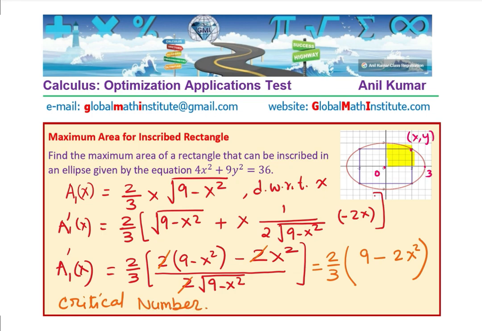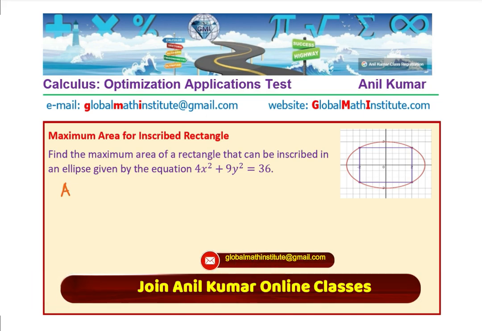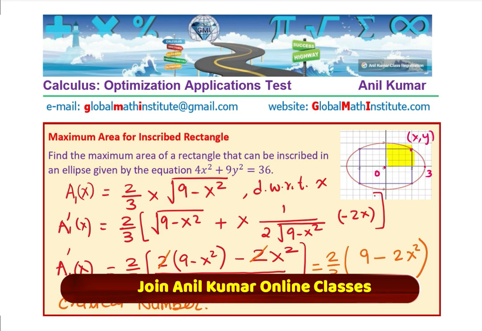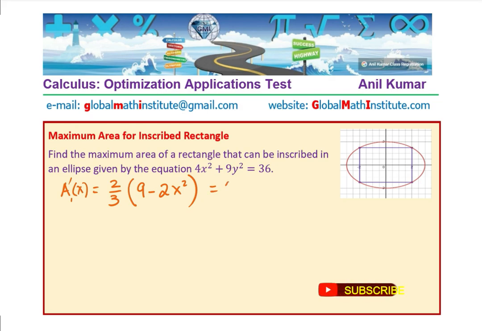So we'll take it to the next page. The derivative is 2 over 3 times (9 minus 2x squared). So the derivative for A1 is 2 over 3 times (9 minus 2x squared). Correct?